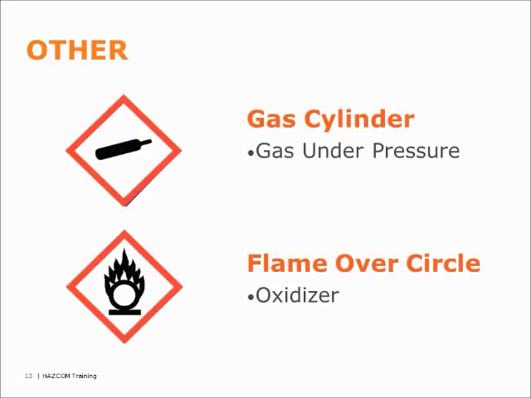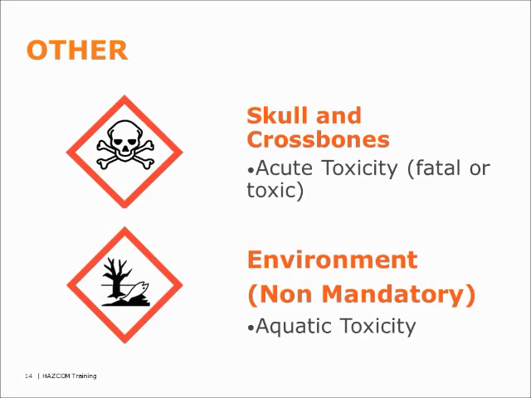The gas cylinder pictogram is gas under pressure, like we would see at one of the pool areas with a bottle of oxygen. The flame over circle is an oxidizer, which can be an extreme fire hazard. The skull and crossbones pictogram represents a product or chemical that may have acute toxicity, which would be fatal or toxic. The environment pictogram of a tree and a fish represents a product that would be hazardous to aquatic life.